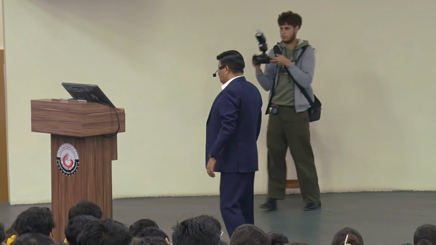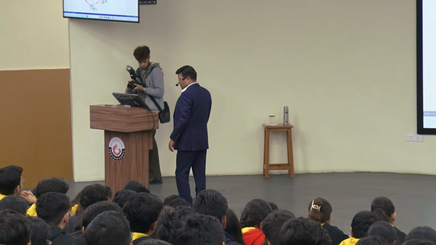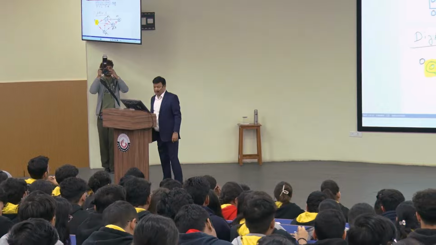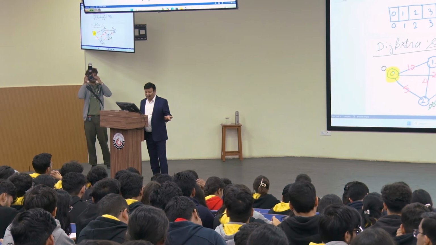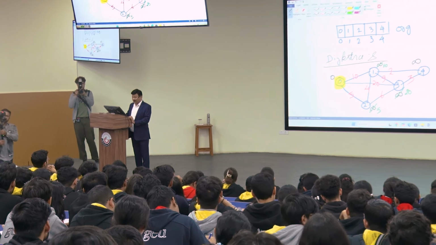Okay, my earlier distance of reaching 3 was infinite, but now it will become 20. In the same way I can go from 0 to 2 and my distance will be updated. This is called relaxing the distance. You always like to relax the distance, that is, to make it smaller. Is it okay up to this point? Are you comfortable? Okay. Now I have done everything from 0, so 0 is decided.